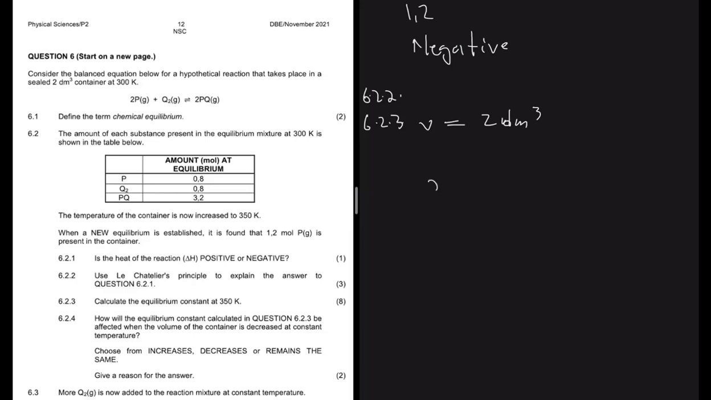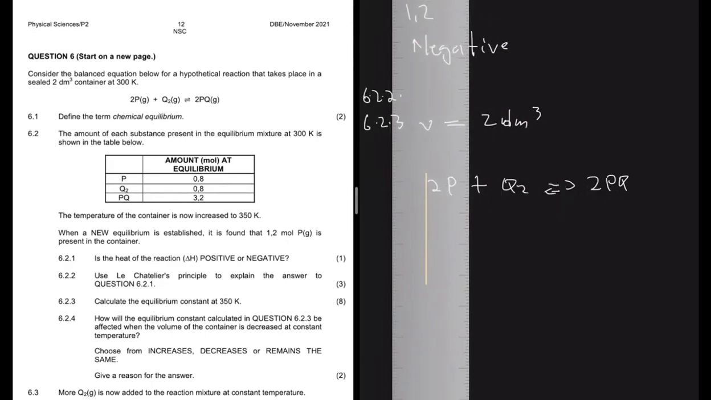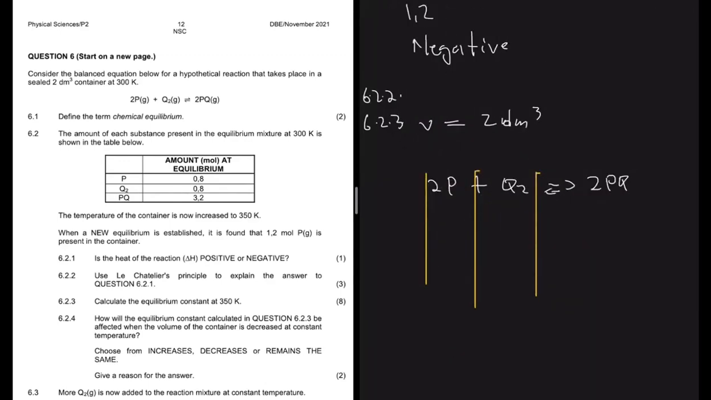So what we're going to do, we're going to say 2 atoms of P plus 2 atoms of Q, they're giving us 2PQ. And then let me take out my ruler and just create that table. Yeah, so there we go. And then we have our initial number of moles. It is given on our table at 300 K. For P, the initial is 0.8. And then for Q, it's also 0.8. And then for PQ, it is 3.2. And then we are told that at the new equilibrium, for P, we have 1.2. So here we'll have our change, and here we'll have our equilibrium concentration.